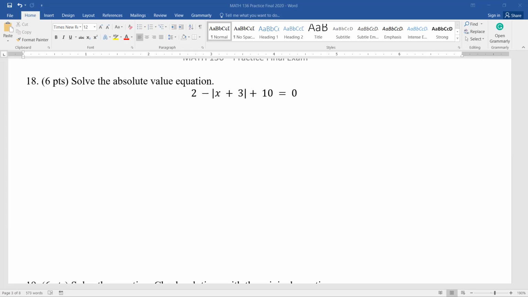because remember, whatever was in the absolute value bars, the whole thing could be positive 12 or it could be negative 12, because when you take the absolute value of it, it turns positive. So then we're just going to take these two linear equations and solve for x. That gives us x equals 9, x equals negative 15. Final answers.